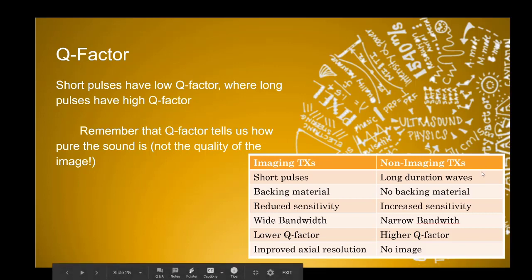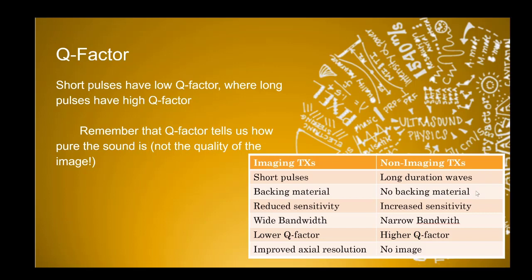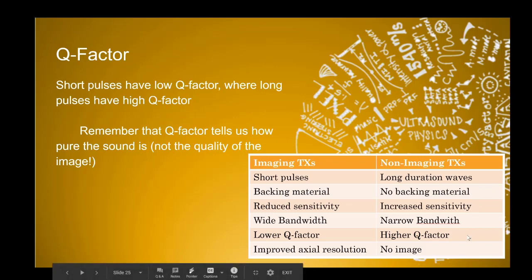Non-imaging transducers are going to have longer waves, longer pulses. They typically don't have backing material, and because they don't have backing material, they have increased sensitivity, a narrow bandwidth, and higher Q factor. But because they are non-imaging transducers, there's no image. So there's nothing really to speak of when we talk about image quality.